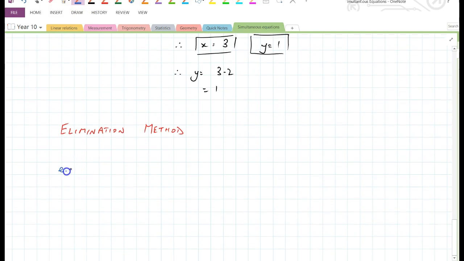So, for example, this question is going to look like: solve x plus y equals 5 and 3x minus y equals 3 simultaneously.